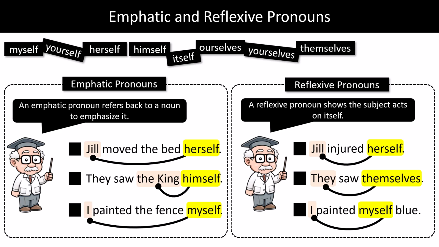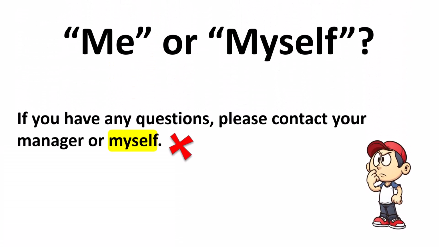The reflexive pronoun is the same as the subject. So in the first example, Jill injured Jill. And if you look at the last example, the person speaking painted the person speaking blue. It's the same person or the same people. Okay, that's enough of the definitions. Let's keep going. Why do people make this mistake?